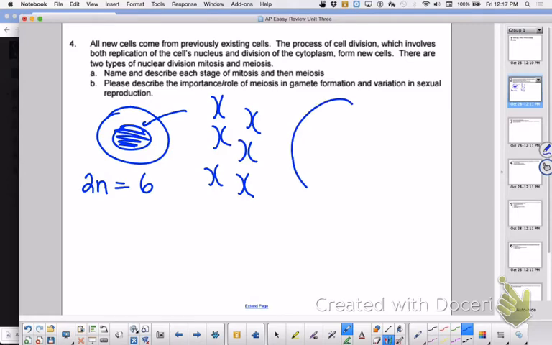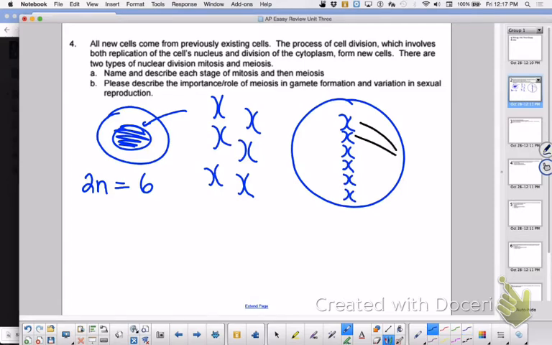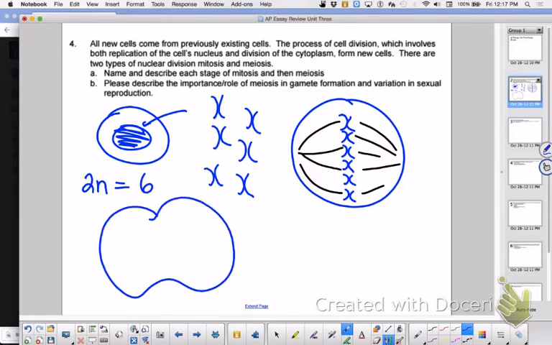On a metaphase, you would see something like this. Yes? And I would see microtubules, spindle fibers coming across here on a metaphase. And then on an anaphase, I would see something like this. 1, 1, 2, 2, 3, 3, 4. Yes? And I would show maybe some spindle fibers pulling them apart.